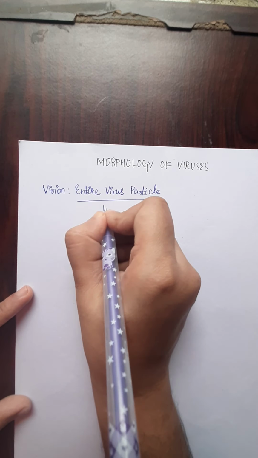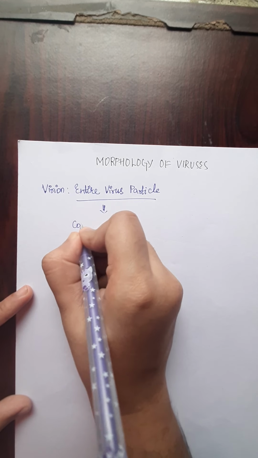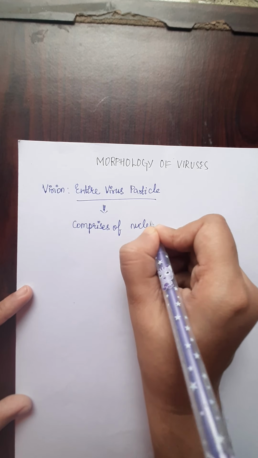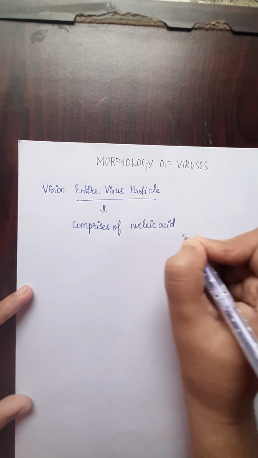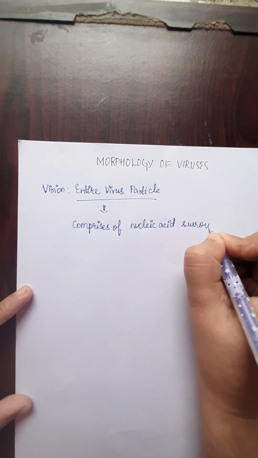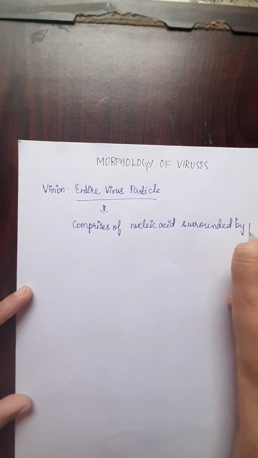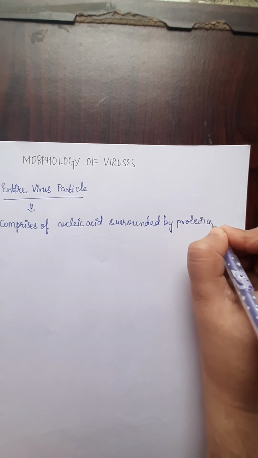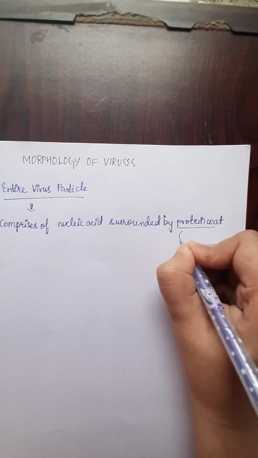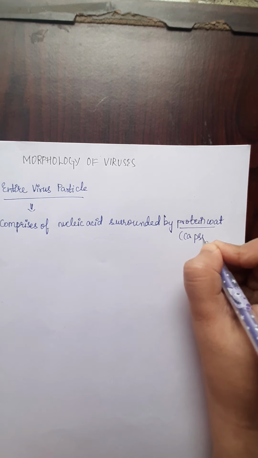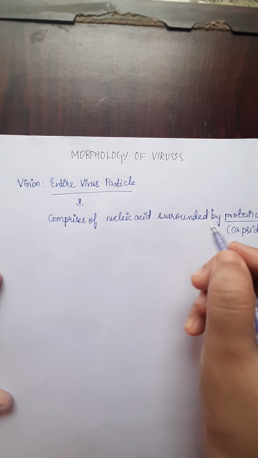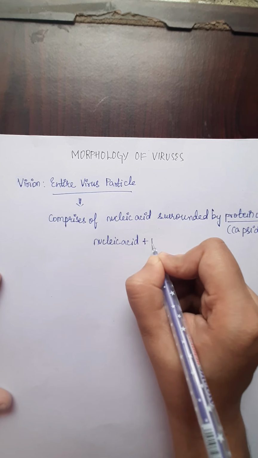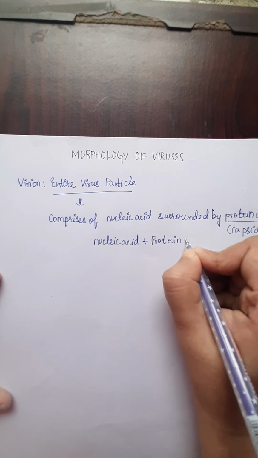And this virus particle, that is the virion, comprises nucleic acid surrounded by a protein coat, and this protein coat is known as capsid. Okay, nucleic acid plus the protein coat surrounding it is known as nucleocapsid.